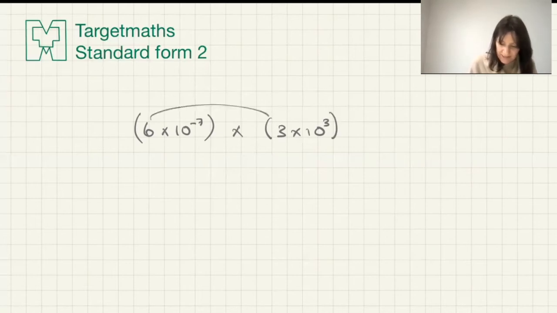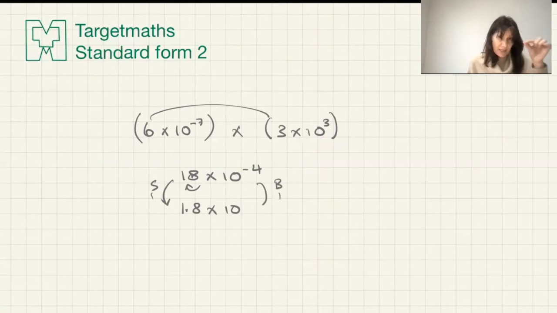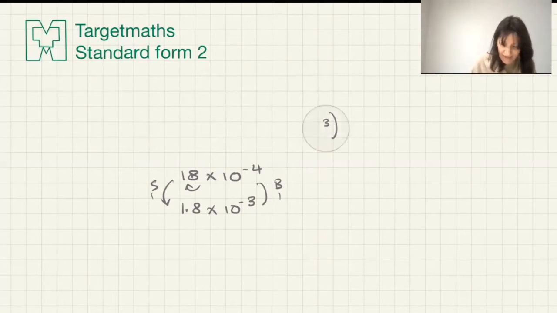Okay, 6 times 3 is 18, times 10 to the minus 7 plus 3, that's going to be minus 4. And again, I need to do my adjusting. So 1.8 times 10. It's got smaller by 1, so this is going to get bigger by 1. And minus 4 plus 1 takes me to minus 3. I must make sure I go the right way on the number line. So if you went to minus 5, that's what you did wrong, okay? All right, let's try another question.